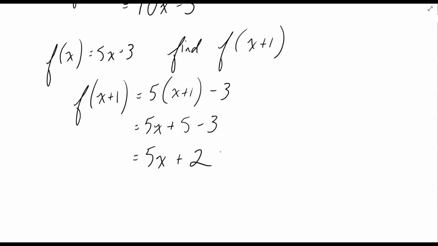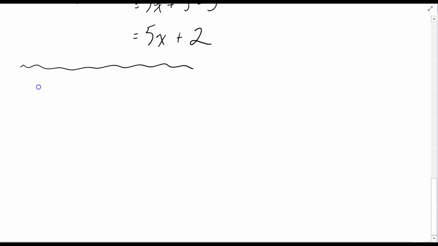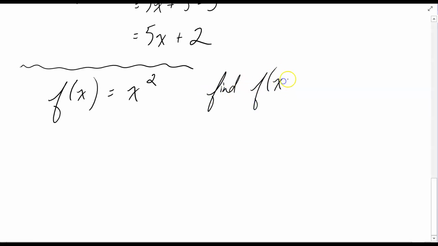Now I'm going to change up my f of x a little bit, so put a little line in there so we can see the difference. And I'm going to say that f of x equals x squared. And this is one that we see an awful lot in calculus, and the reason why we are reviewing function notation. Find f of x plus h. Pause the video and give that a try. Remember how to square a binomial.